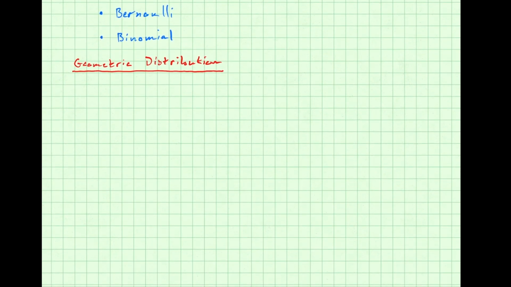The geometric distribution is similar. This one is like the binomial distribution in the sense that it's based on a series of Bernoulli trials. So these three distributions, Bernoulli, binomial, and geometric, are all very closely related.